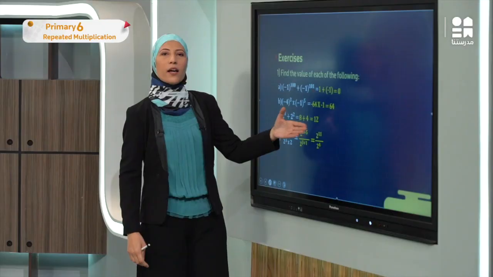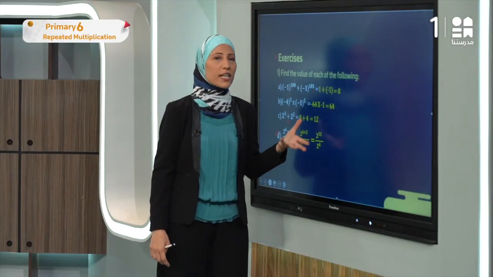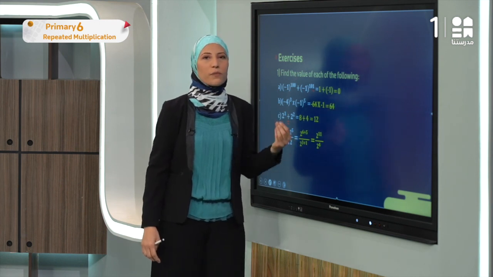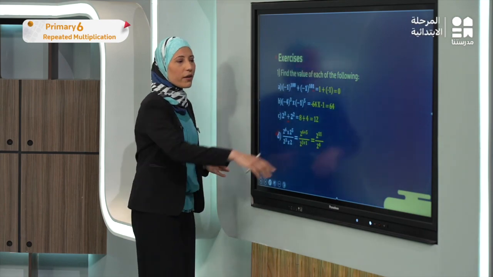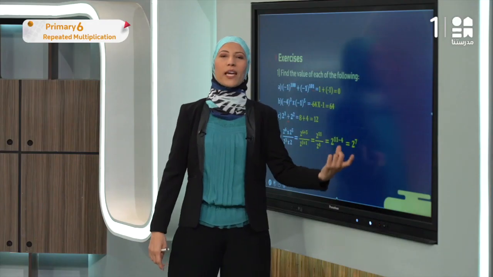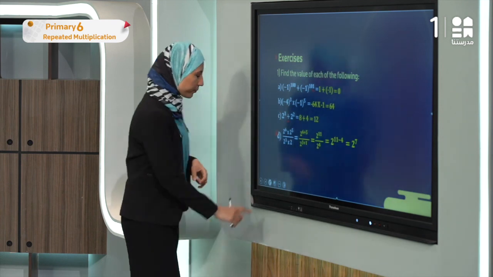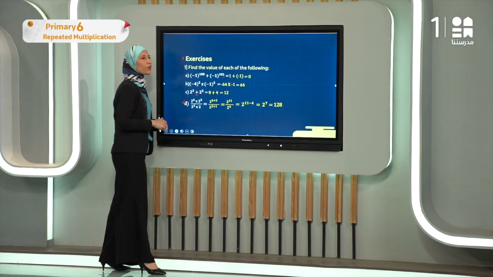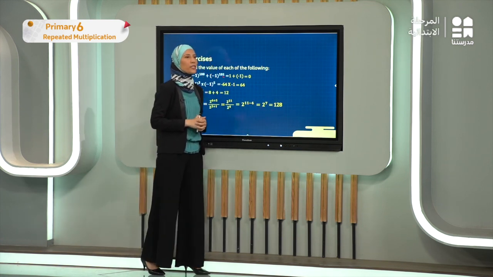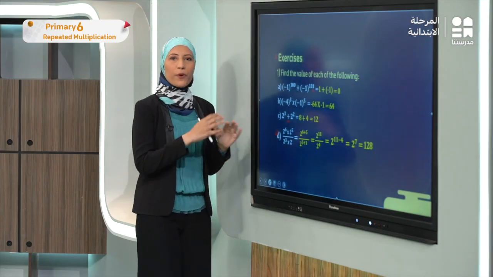Now, what does the rule of divide tell me? If I have the same base and a divide sign, I subtract my powers. So I write 2 to the power of 11 minus 4, which gives me the final answer 2 to the power of 7. And I can write 2 to the power of 7 in my calculator to find the final answer. So it will be 128.